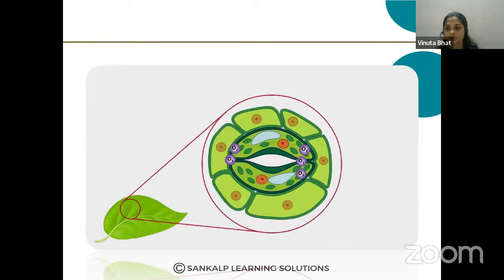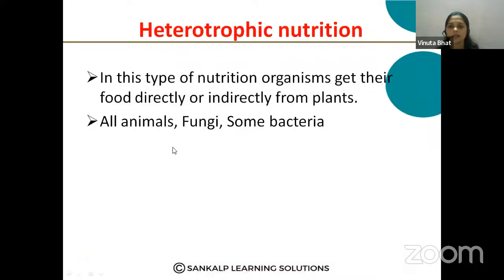Okay, then we have completed autotrophic nutrition. The second topic is heterotrophic nutrition. What do you mean by heterotrophic nutrition? Heterotrophic nutrition means the organisms depend on plants or plant products directly or indirectly. Directly means, for example, deer and cow depend on the plants directly. They eat the plants directly and get their nutrition.